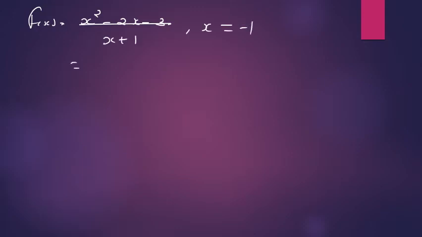Question. Find the value of lambda such that the function is continuous at x equal to minus 1. f(x) is equal to (x squared minus 2x minus 3) by (x plus 1) for x not equal to minus 1, and is equal to lambda at x equal to minus 1.